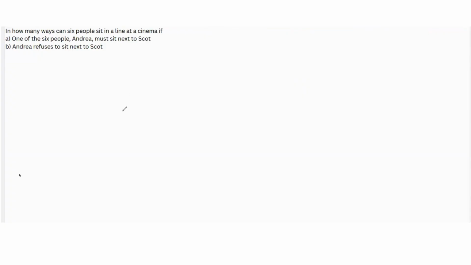So we want to find the total number of permutations or arrangements subject to this restriction, that one of the people, Andrea, has to sit next to a specific person, Scott. So Andrea and Scott have to sit next to each other, right? So let's just lump them together in a box. They have to always sit together. The remaining four people don't have this condition, so it's one, two, three, four.